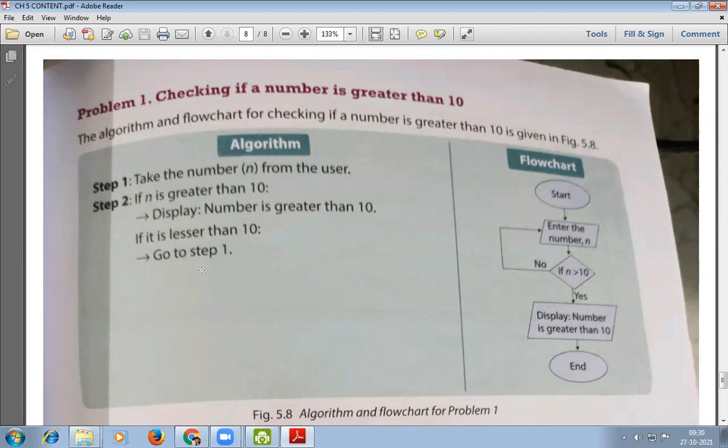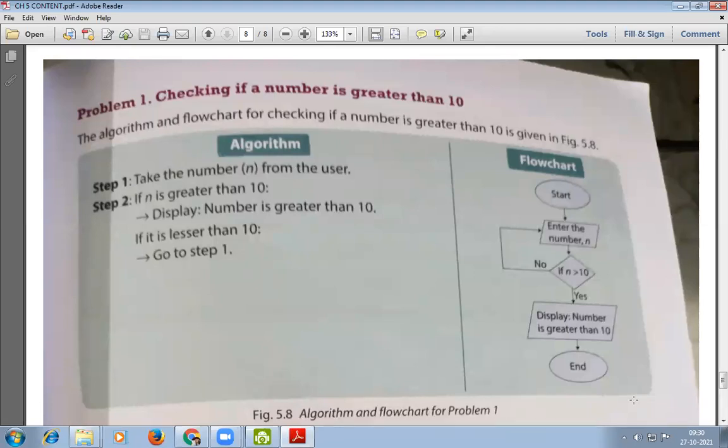So in this case, n is 5. We have to write the algorithm that if 5 is greater than 10, display number is greater than 10. No. As we have chosen 5, it is less than 10, so go to step 1. Take the number from the user. The answer is less than 10.